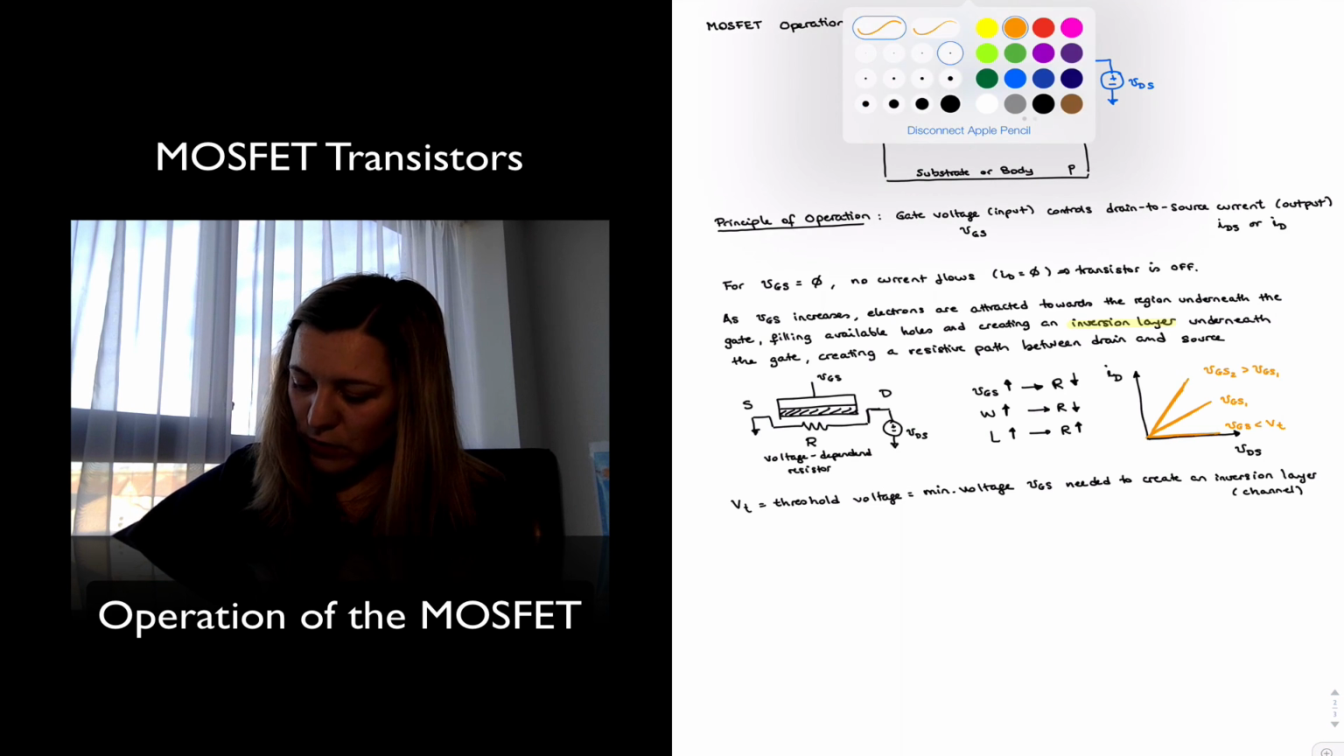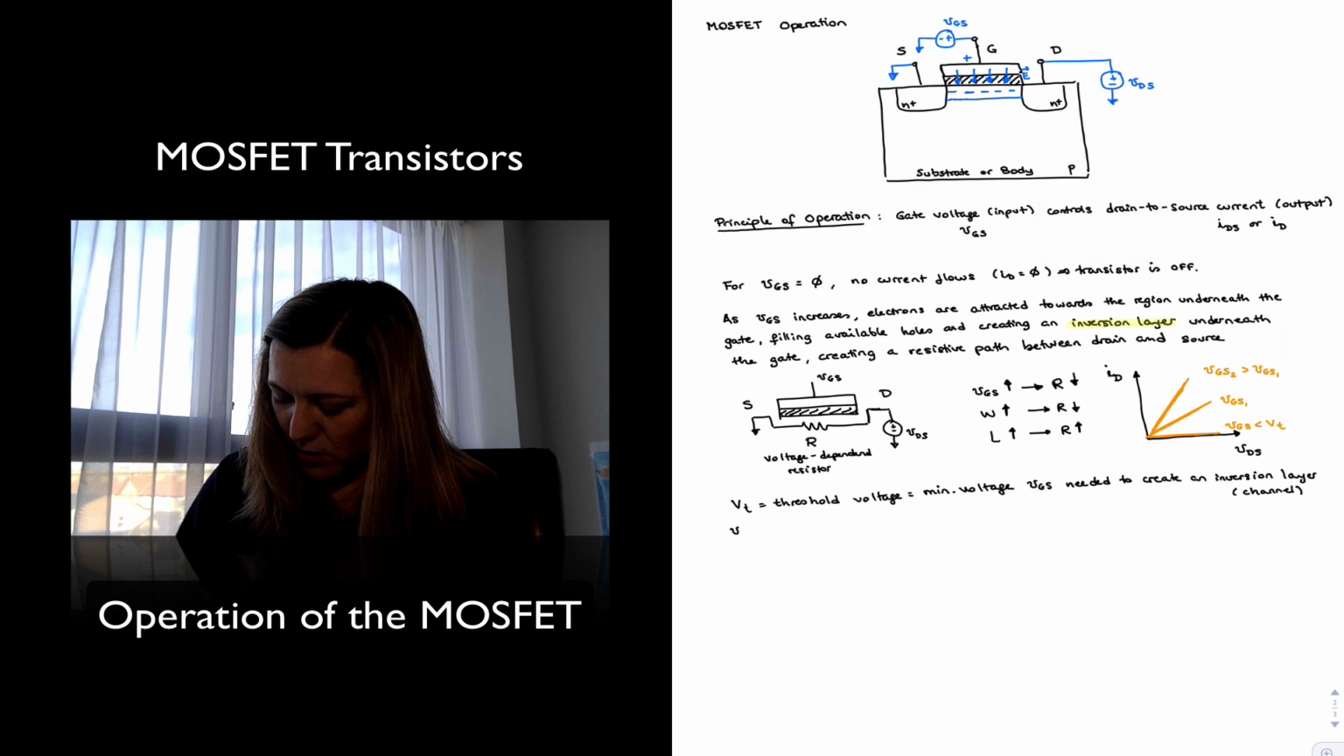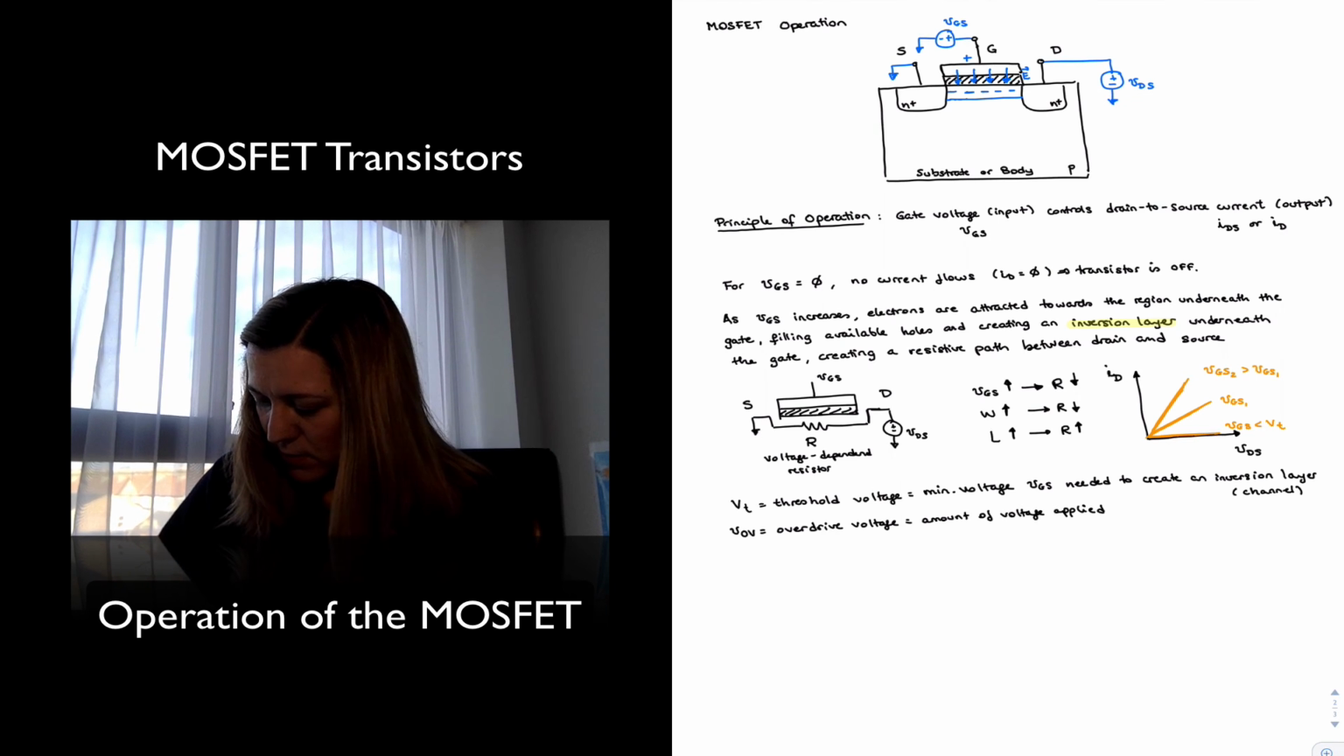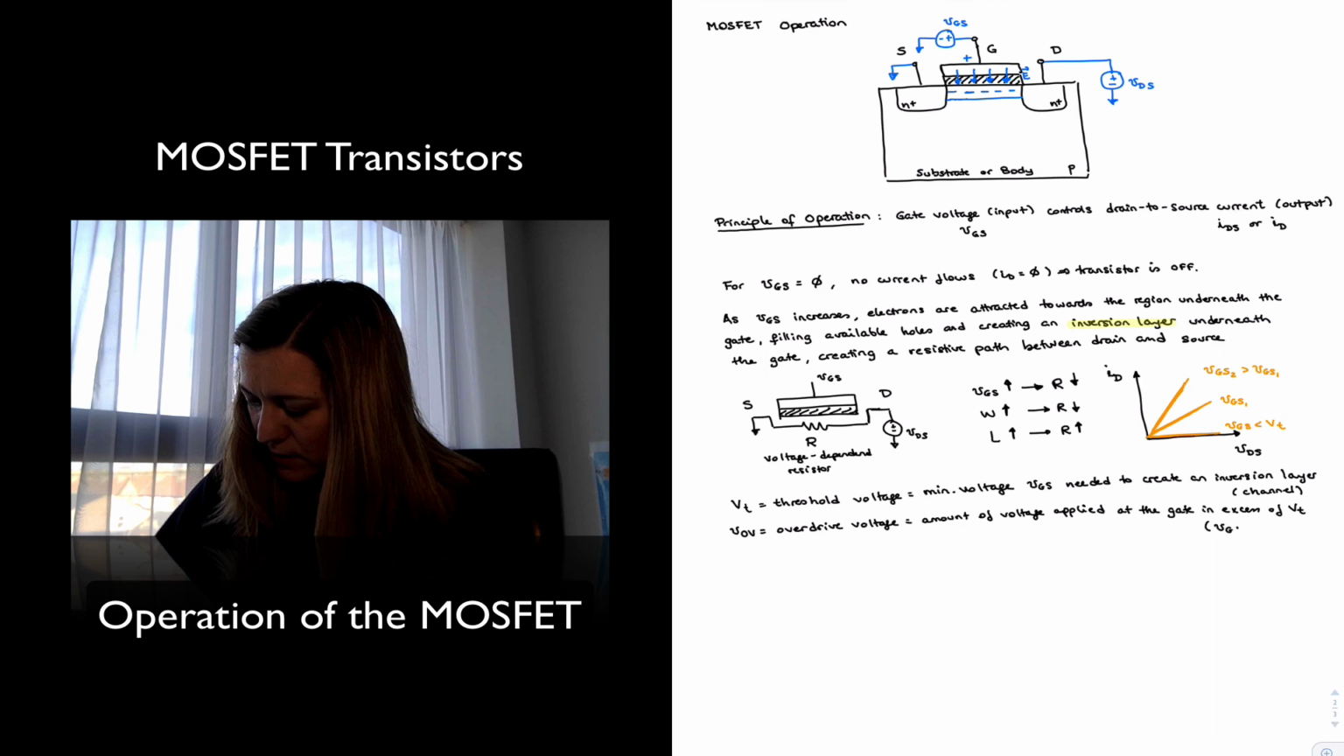So the overdrive voltage, which we typically represent with VOV, is going to be the amount of voltage applied at the gate in excess of VT, typically represented as VGS minus VT.